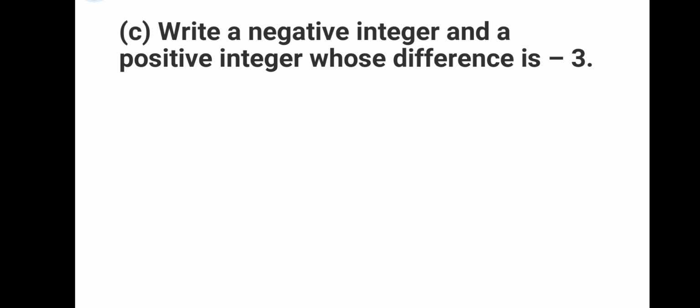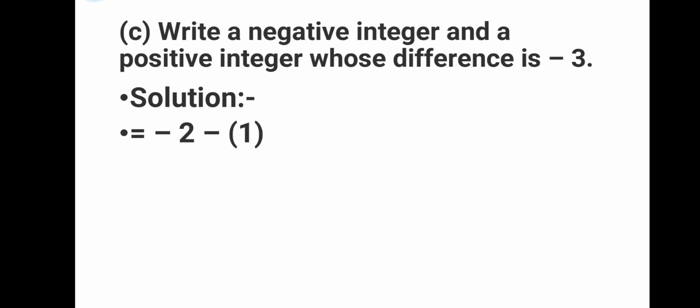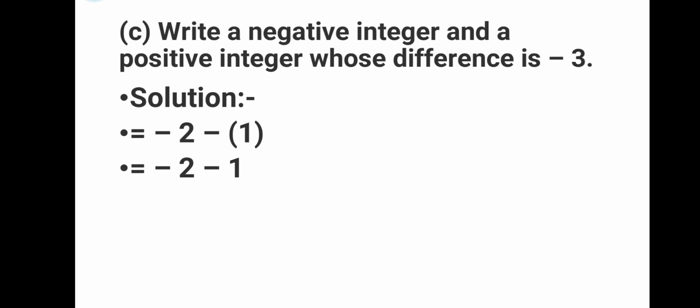In the C subdivision, write a negative integer and a positive integer whose difference is minus 3. Here I am taking minus 2 and 1. We should do difference, that means subtract. So we have a subtract sign in between the two numbers. Minus 2 is a negative number and 1 is a positive number. So in between, the subtraction sign is there. So minus 2 minus 1 will give me the answer as minus 3.